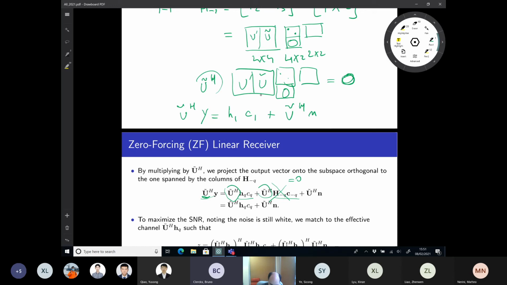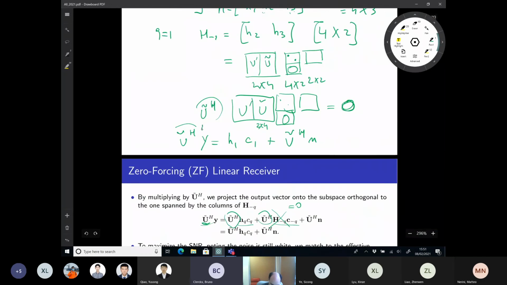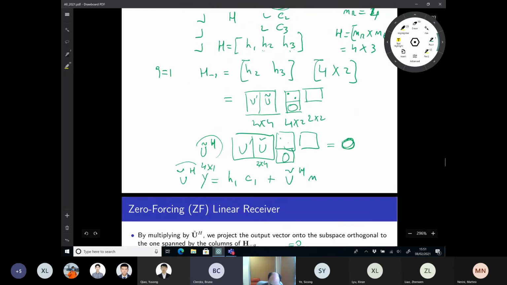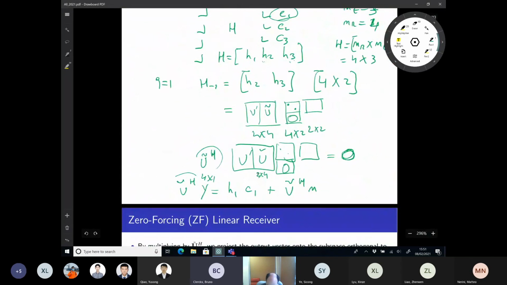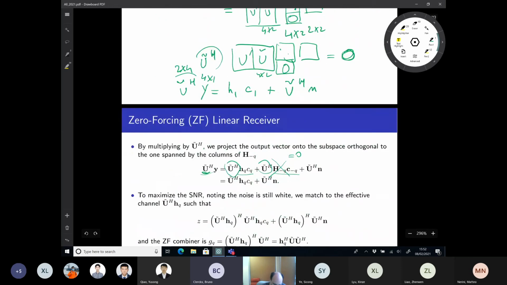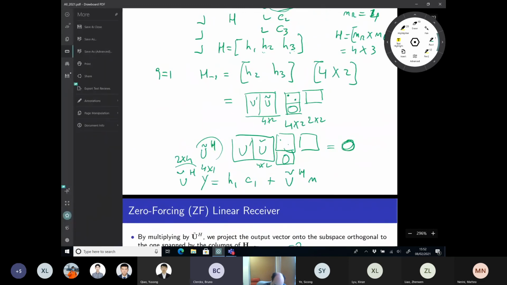Well, this was a dimension, this is 2 by 4. Sorry, that's not 2 by 4, it's 4 by 2. This is 4 by 2. Now with the Hermitian it is 2 by 4. So this means, let me add one more slide.